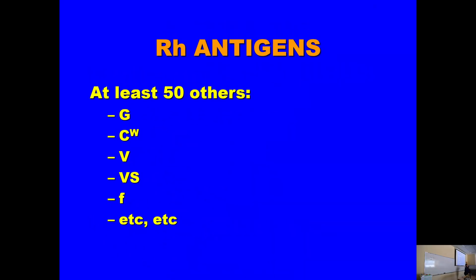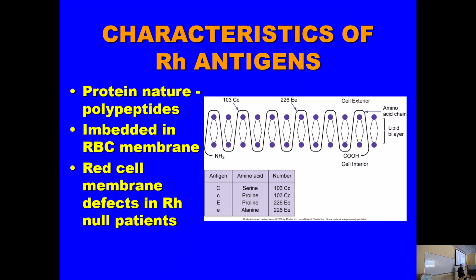Now, there's at least 50 others. Like I said, we keep finding them. We're not going to spend much time on any of these. A little bit at the end of this lecture, we'll talk about a couple, but there's G, CW, V, VS, F. Those are the most common ones we're going to see, if we're going to see them, but they go on and on. There's at least 50 others. Remember I told you there's over 300 groups we're going to talk about, and within each group there's a lot of different antigens. This is one of those groups.